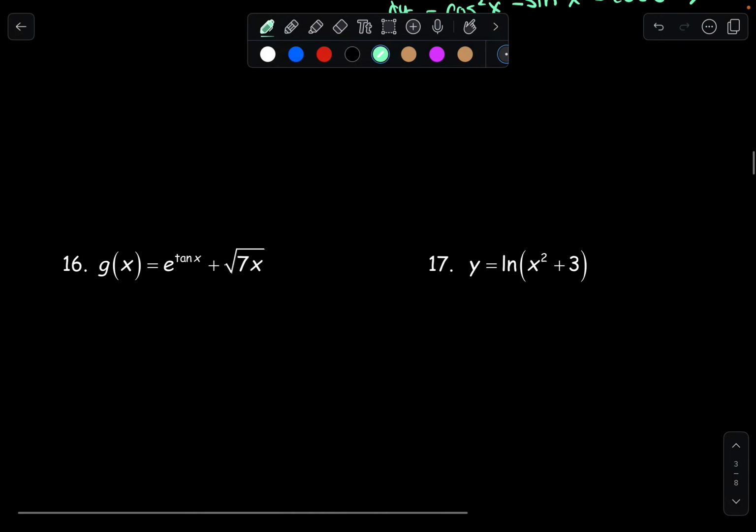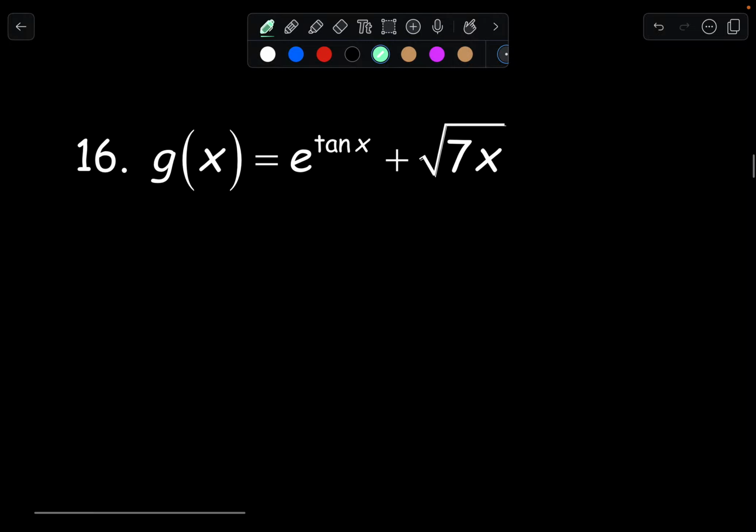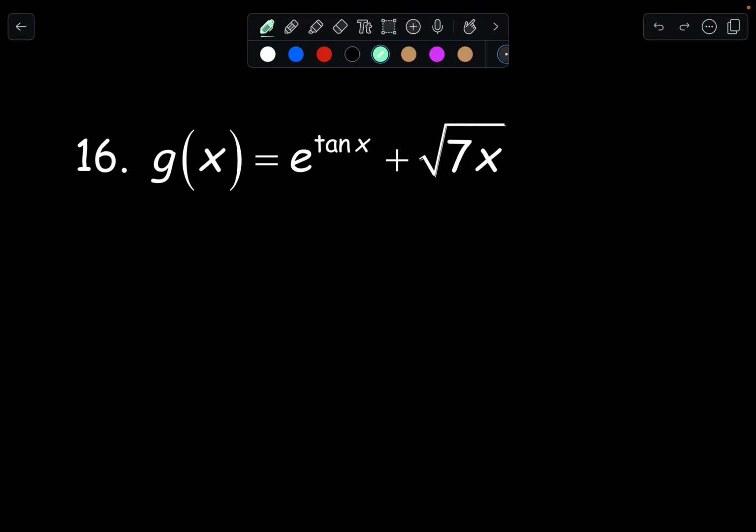Number 16, we have g of x is equal to e to the tan x plus root 7x. All right, so we have a couple things going on with this one. First off, we have a composition, so that will be the chain rule. And we have another composition, which will also be the chain rule, okay? But they're going to happen separately.